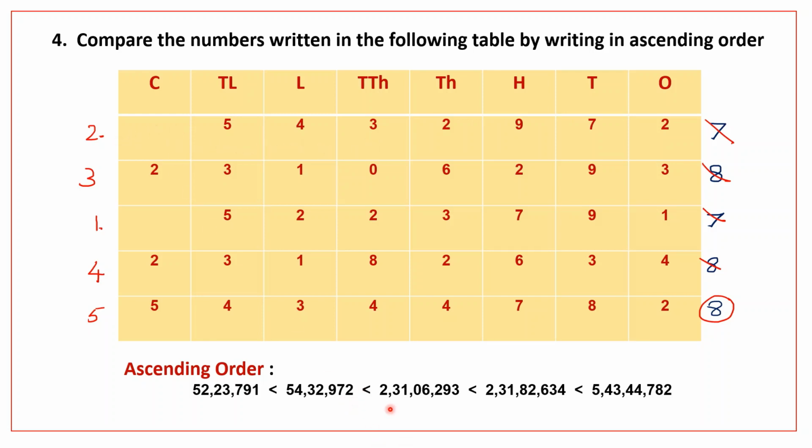Then we have 2 crore 31,06,293, the third number. Then the fourth one is 2 crore 31,82,634, this number. And the last one, 5 crore 43,44,782. So we have arranged our numbers in ascending order.